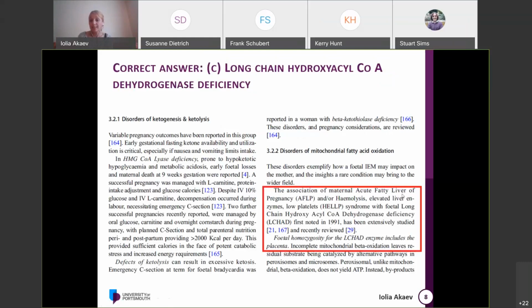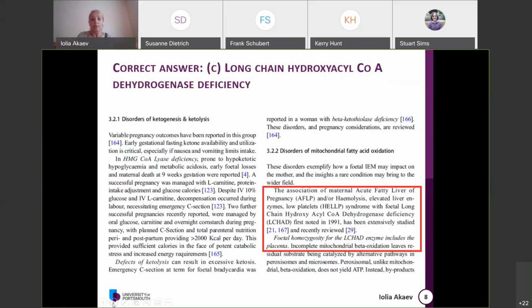So the students had to read and understand. It was not just a straightforward question where you then see the exact answer in the paper. You still had to read a couple of sentences, like here, and work out how they are connected, and then you can get your answer. The answer here is C, long-chain 3-hydroxyacyl CoA dehydrogenase deficiency, and you can see it mentioned here, and then you can work out that this is fetal homozygosity for this condition. So that is an example of a simpler MCQ.